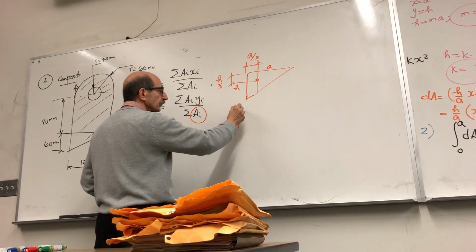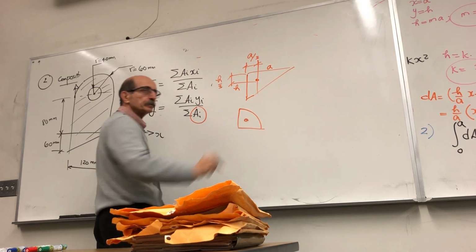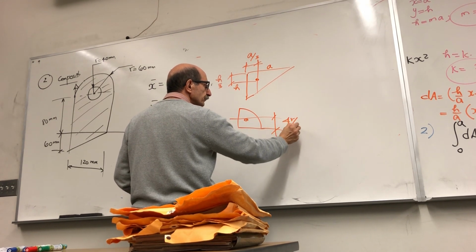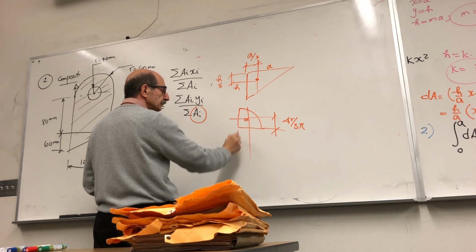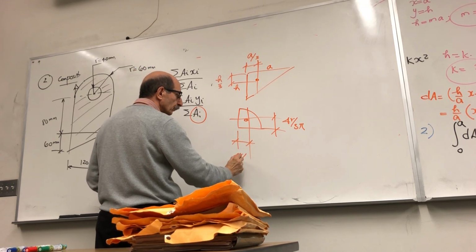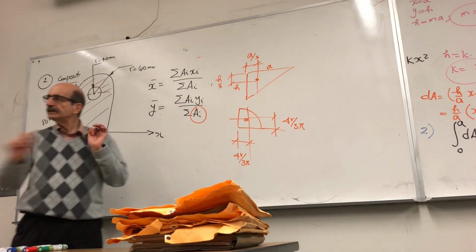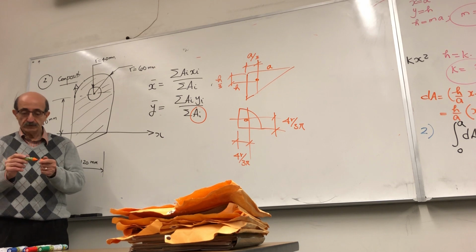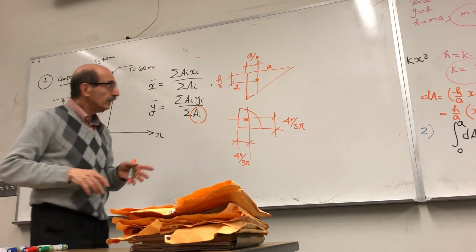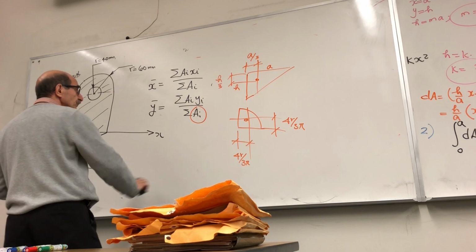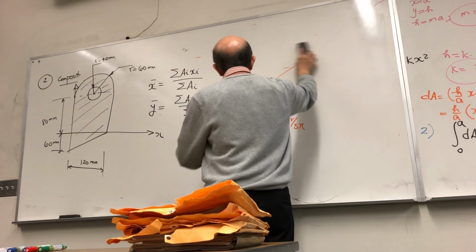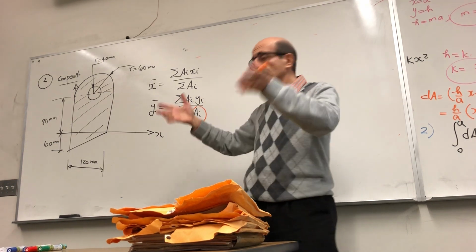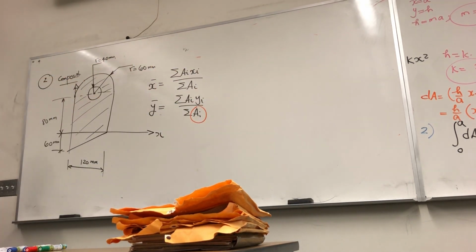For a quarter of a circle, the centroid being here is 4r over 3 pi from here and 4r over 3 pi from here. All these are tabulated in that table that you have. You don't have to memorize them. You're given that table. So the Ai's refer to shapes that you create that would be basically one of these shapes, half a circle, whatnot. So that's what we do.